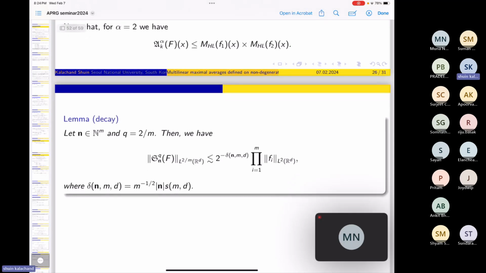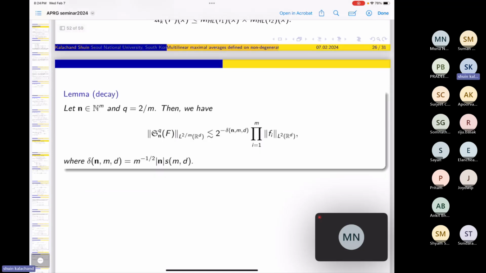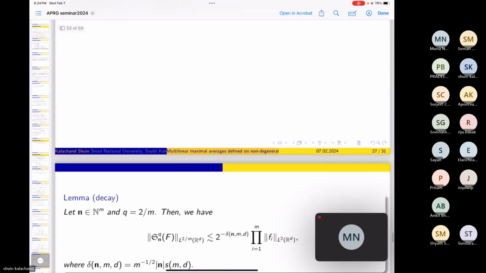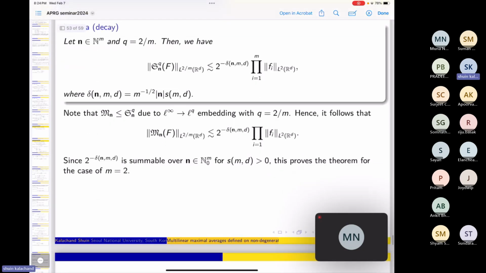Then the m equals 2 case will be proved. Now, for the time being, if we just assume this decay lemma, then the m equals 2 case will be proved, because the operator M_n is a smaller operator than G_q^n, and for G_q^n we have this lemma. Then we will get the L2 to L2/m estimate for M_n when m is 2.